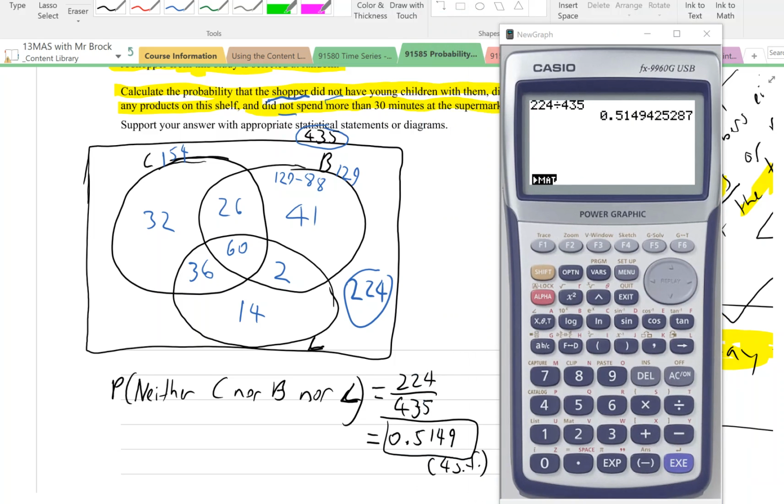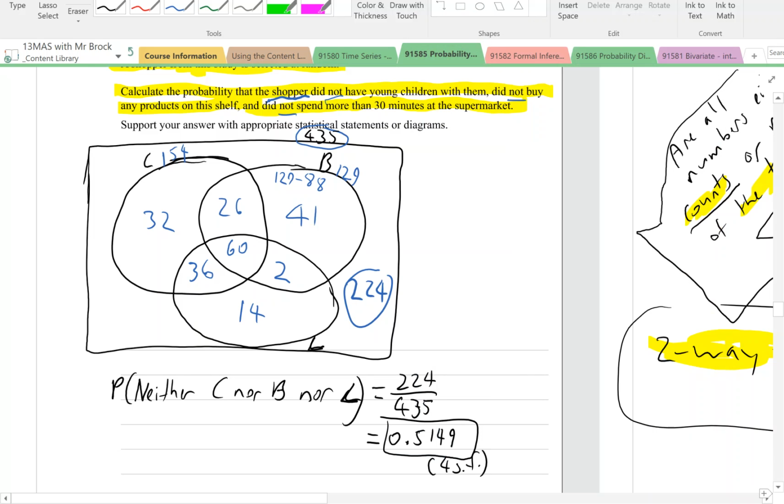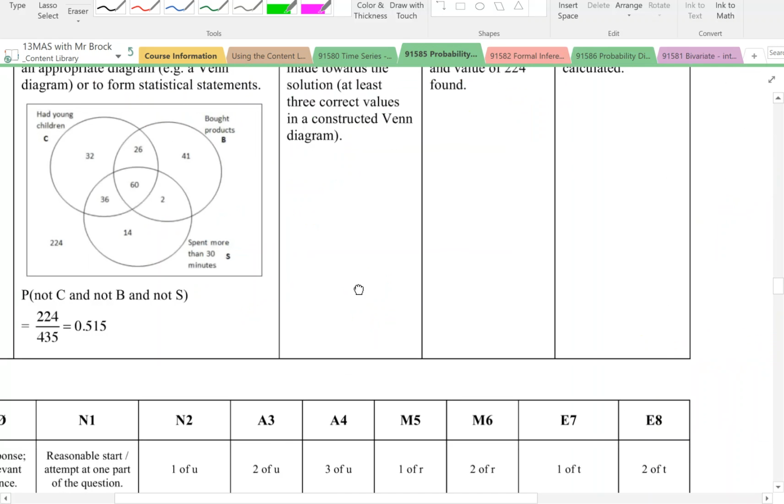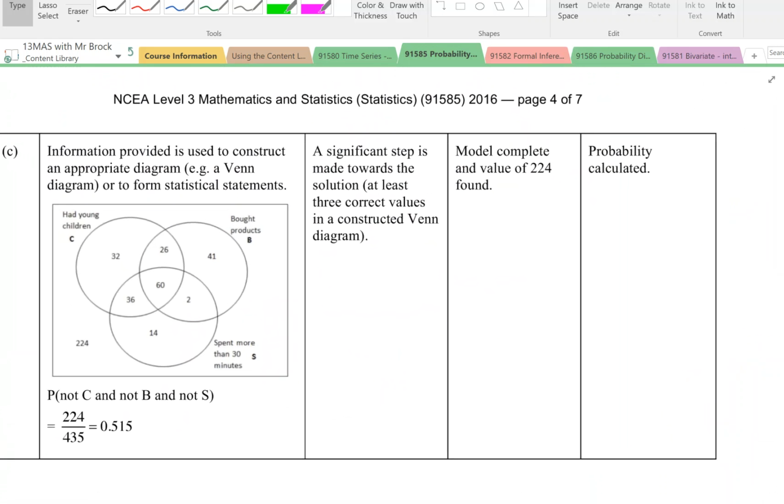Okay, and looking at the marking scheme for that, check we got it right. And yep, it was actually excellent, this one. And you just had to have the correct probability calculated. Some years, a question like that would only have been merit. So why it was excellence this year, I'm not sure.